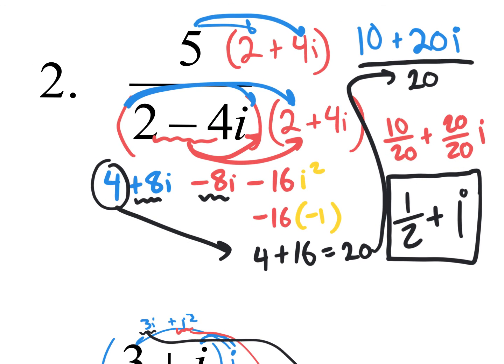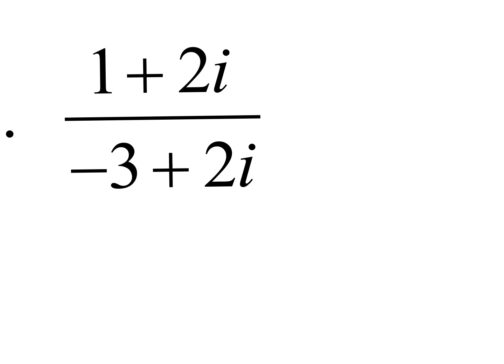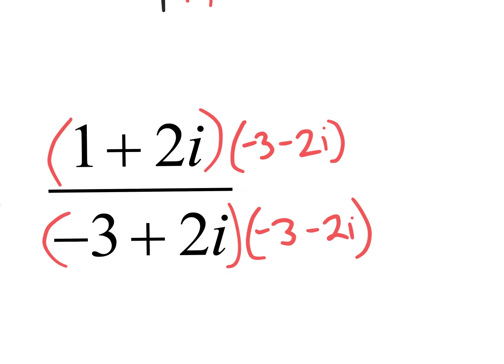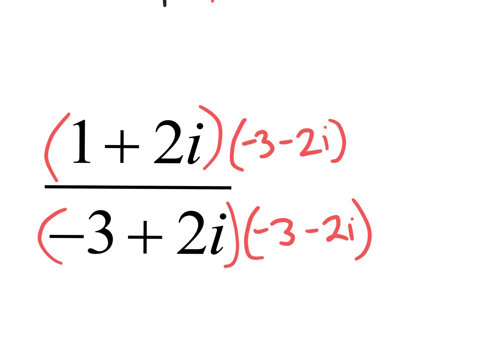Whoa, what is happening here? So I know that I need to multiply by the complex conjugate, which is minus 3 minus 2i. We do to the bottom, do to the top, minus 3 minus 2i. And of course, you have a binomial up on top. It's not just a regular number, it's a binomial. So you're going to have to distribute and combine like terms both on top and on the bottom.